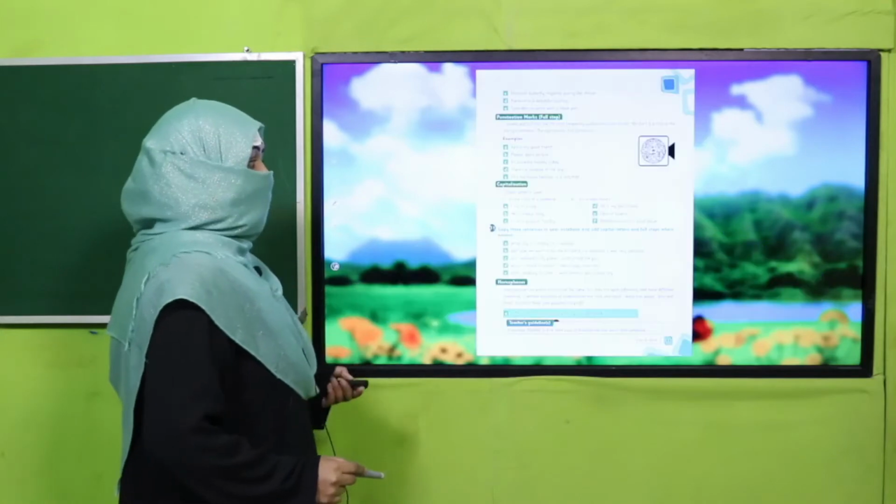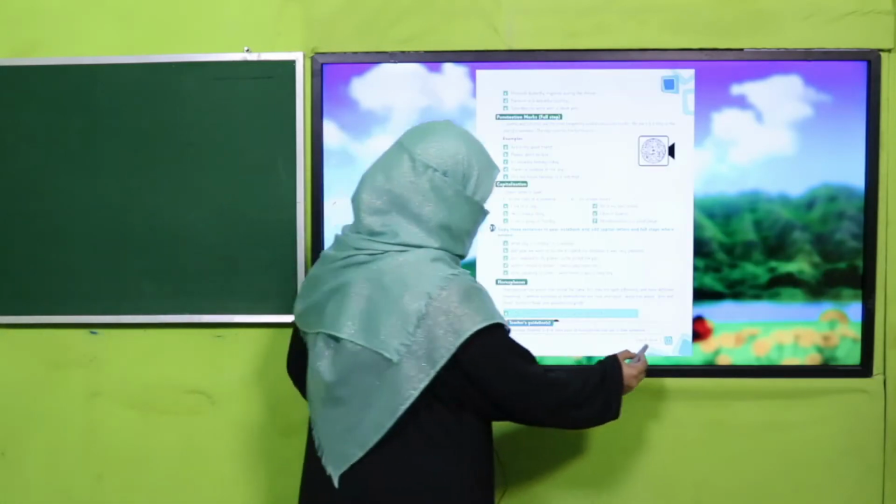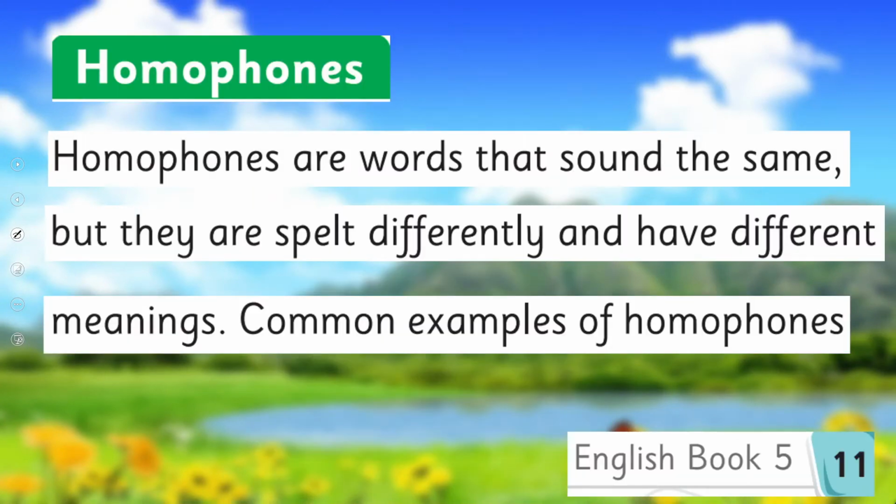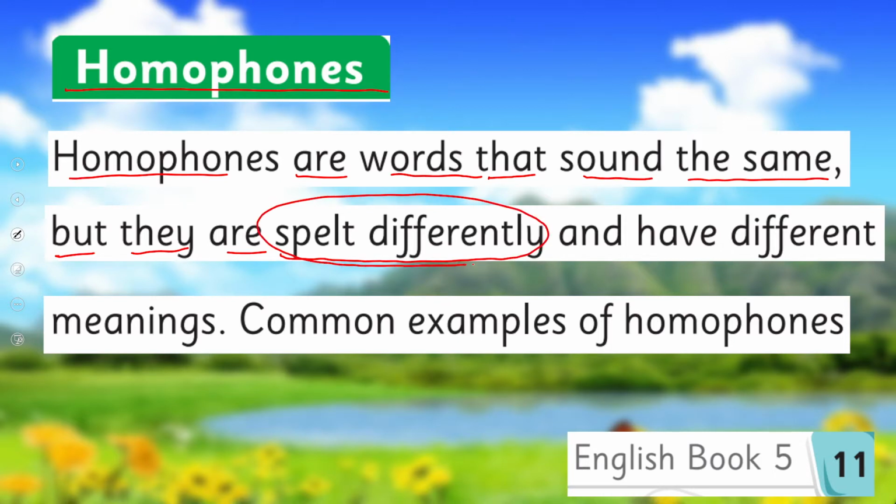So let's see what your book says about it. Open your book on page number 11. First, there is homophones. Homophones are words that sound the same, but they are spelled differently. Their spellings are different and they have different meanings as well.